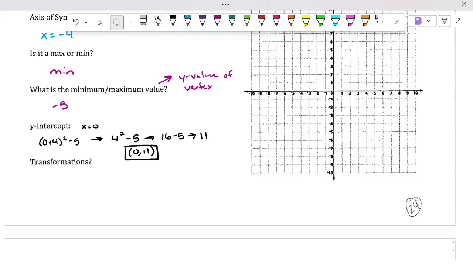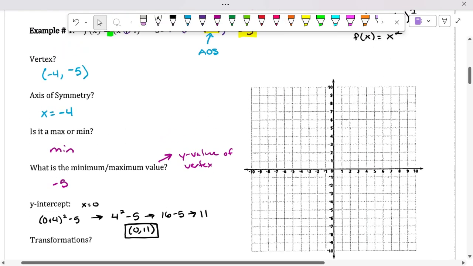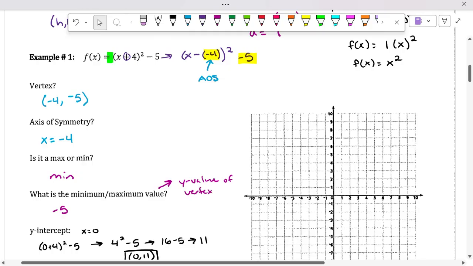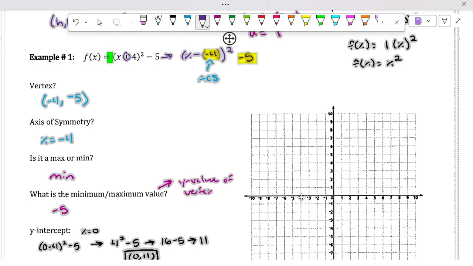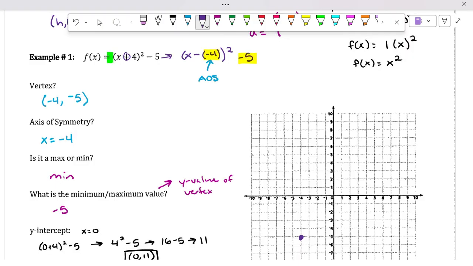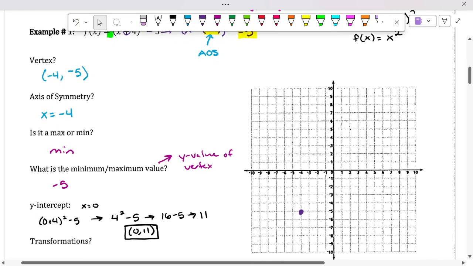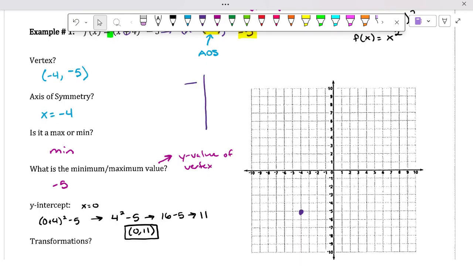Now, let's talk transformations. So before we do anything with transformations, I want to make a quick graph. So we're going to graph this function off to the side. So I'm going to start by graphing the vertex. So that's at negative 4, negative 5. All right. Now my y-intercept is a little too high up, so it's going to be off my graph. So I'm going to just find some quick points around my vertex. So I'm going to make a little table. So I'm going to put negative 4, negative 5 in the center.